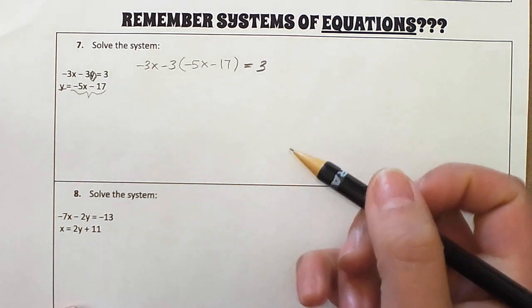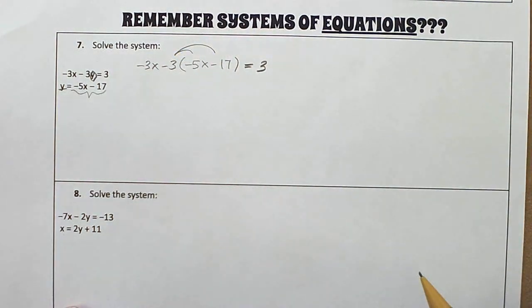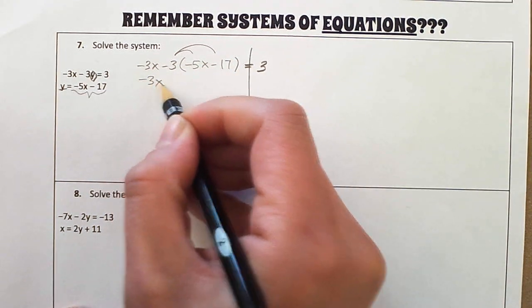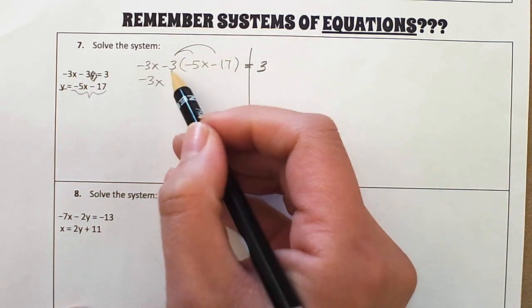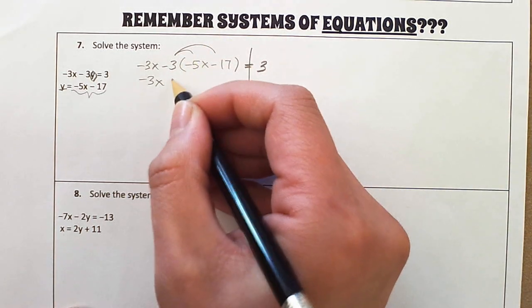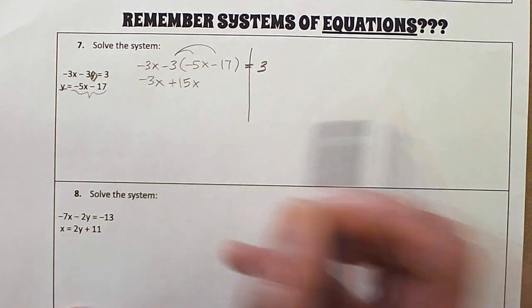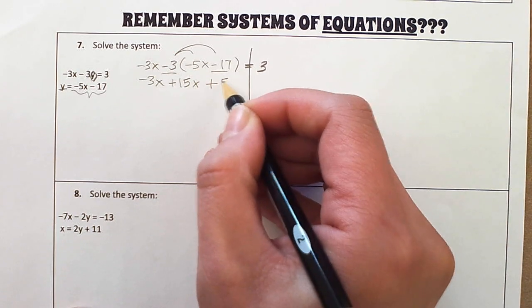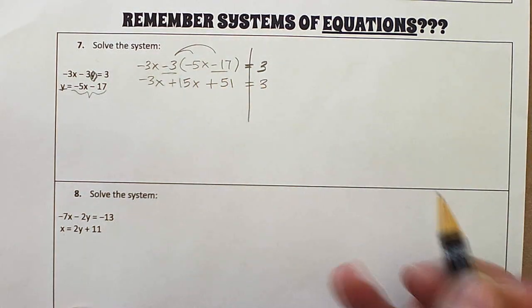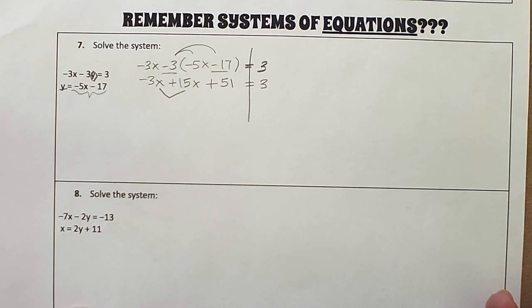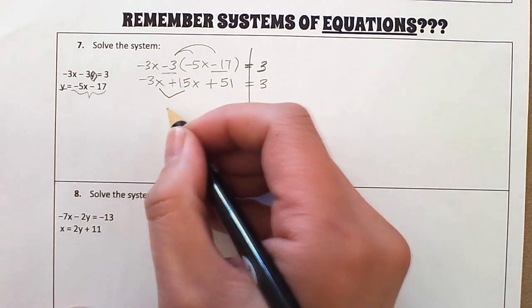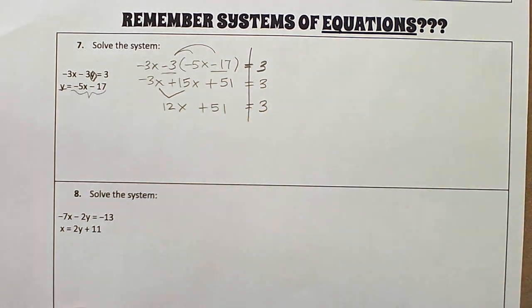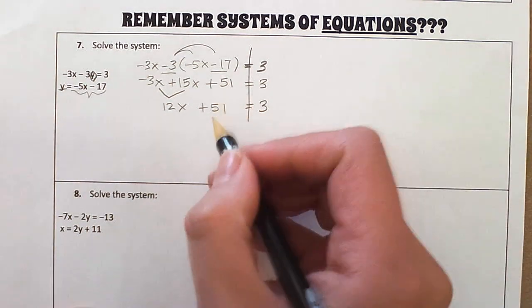Now we just have to be careful with the distribution because we do have a lot of negatives in this one. I'm going to bring down negative 3x, and I'm going to be careful as I multiply here because I have negative 3 times negative 5x, which is positive 15x. And I have another negative 3 times negative 17, which is going to be positive 51. Here are some like terms. I can just combine them because they're on the same side of the equation to get 12x. I'm going to bring down my 51 and my equal 3. And now you should be able to go from here.